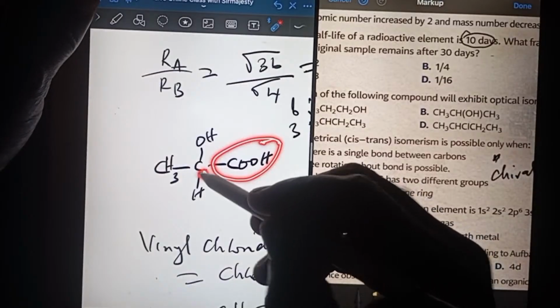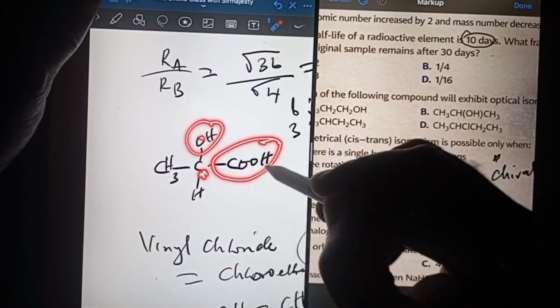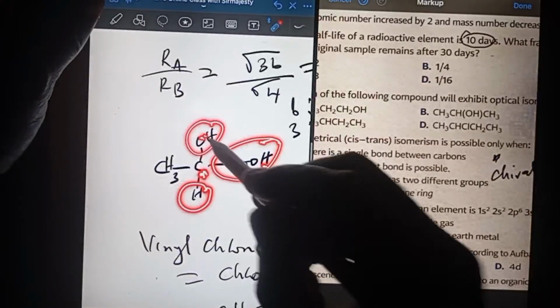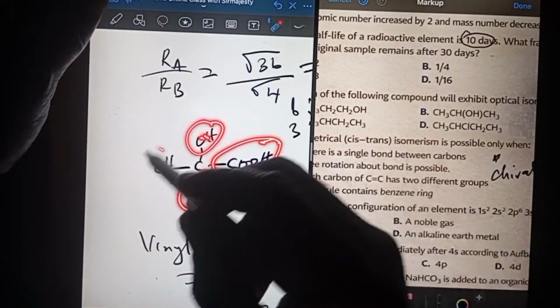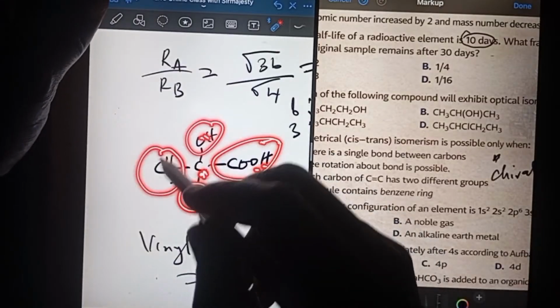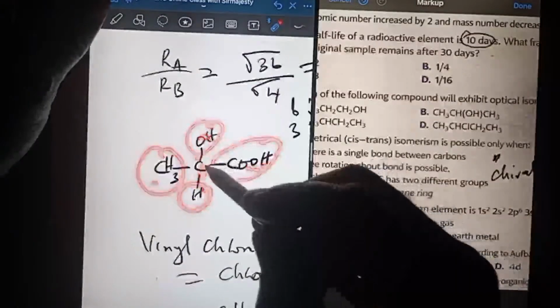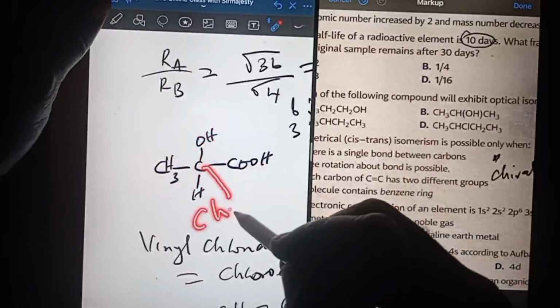Then there is OH. OH is different from COOH. Then there is this H. H is different from OH and COOH. Then there is this CH3. So 1, 2, 3, 4 are all different and they are all connected to this carbon. So this carbon is now a chiral center.